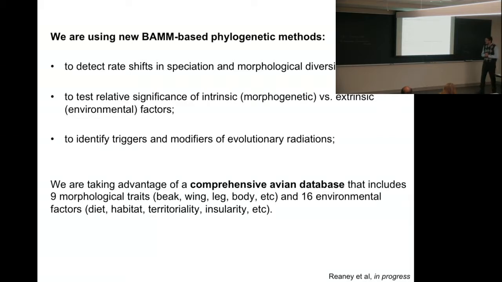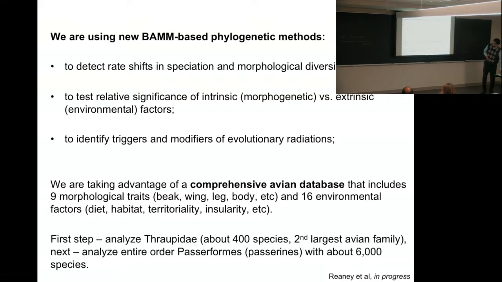We also have a very large database in collaboration with Gavin Thomas and Joe Tobias. This database covers all the passerines. It includes 9 morphological traits for all the species, that is, different parameters of the beak, length, width, and depth, wing, leg, and body parameters, and 60 environmental factors such as diet, habitat, territoriality, insularity, and so forth. That allows us to test what the important factors, environmental or intrinsic, are that may be driving these adaptive radiations. So the first step in our analysis is to analyze a family which includes Darwin's finches.